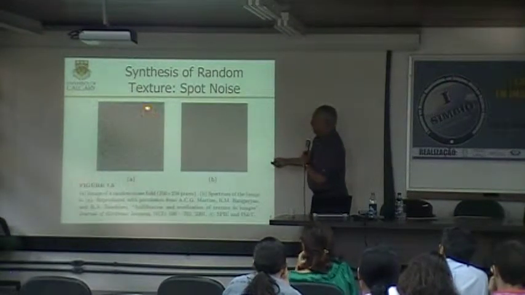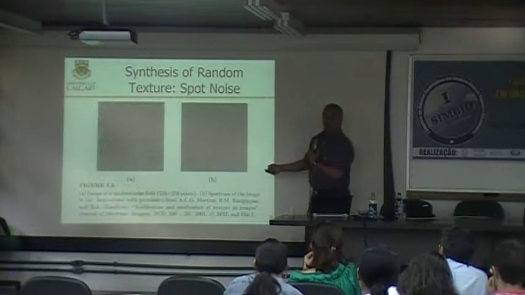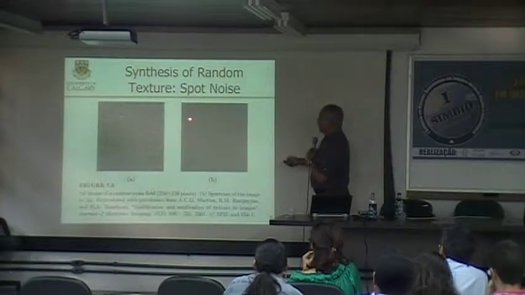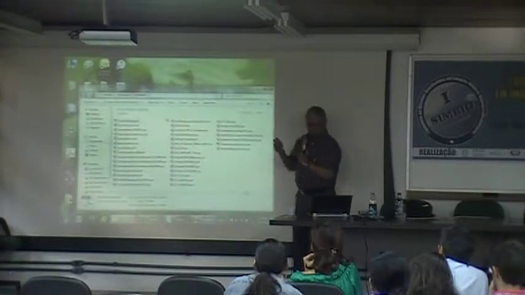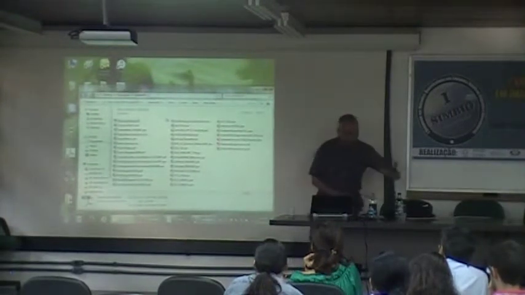So here is a random field, random numbers generated. This is the Fourier spectrum, almost constant, white noise. Oh, I shouldn't touch this button. Sorry.